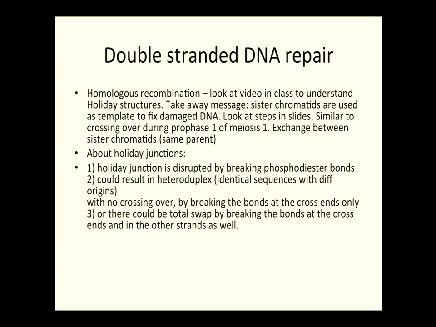Just go back to Dr. Ruther's videos. It just shows you how when you break this, how these two will reconnect together, and the upper strand will not incorporate any of the other strand, so you will not have any crossing over. It's just hard to draw on the board. But the gist of it is if you break the phosphodiester bonds at the Holliday junctions at the cross ends only, you will not have any crossing over with the outer strands.